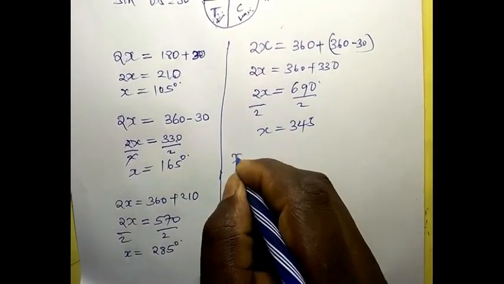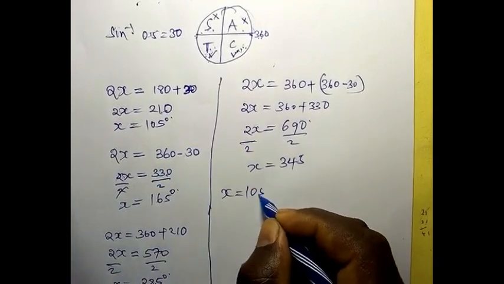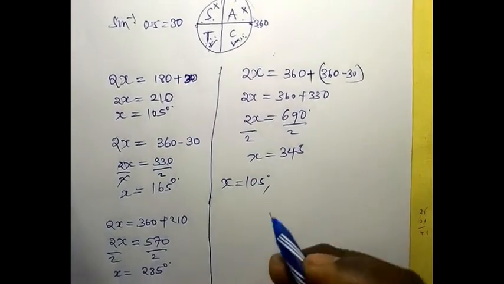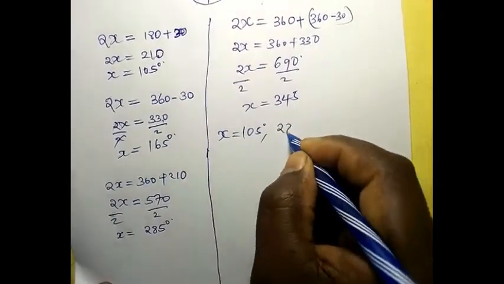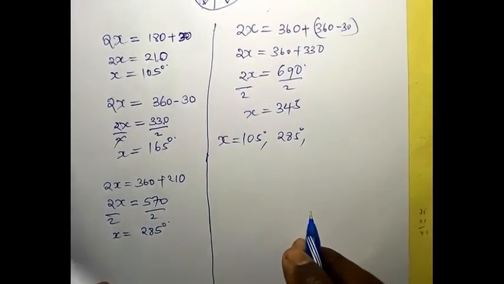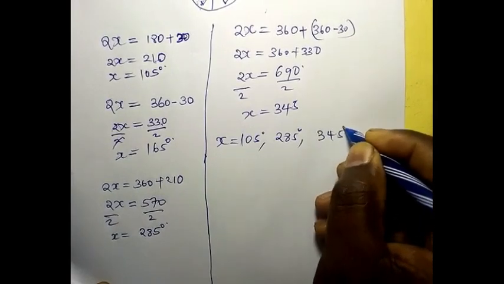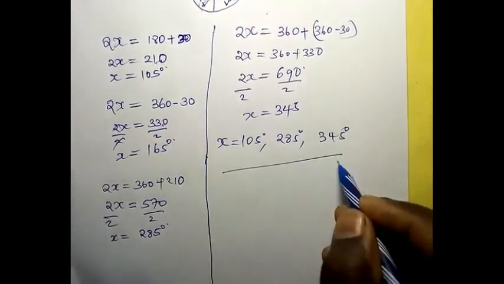So the angles for x are: the first one is 105 degrees, the second one is 285 degrees, the third one is 345 degrees. This is simple.